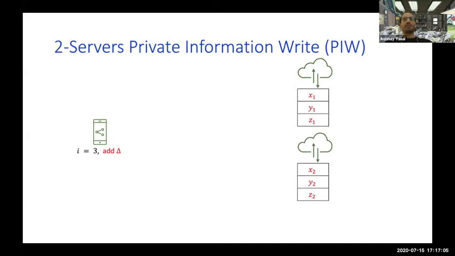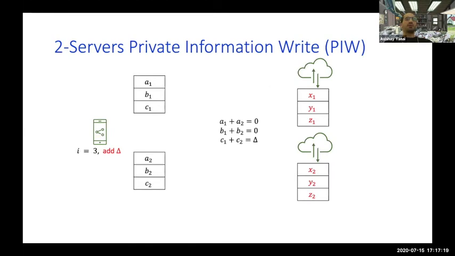Now, to add delta to location 3, the client randomly generates 2 tables, such that the sum of each entry of the tables equals 0, except the third entry, which the sum of that entry in the 2 tables equals delta. Then the client sends 1 table to each server, and in this way, a single server doesn't have enough information to understand what values are hidden in the entries.